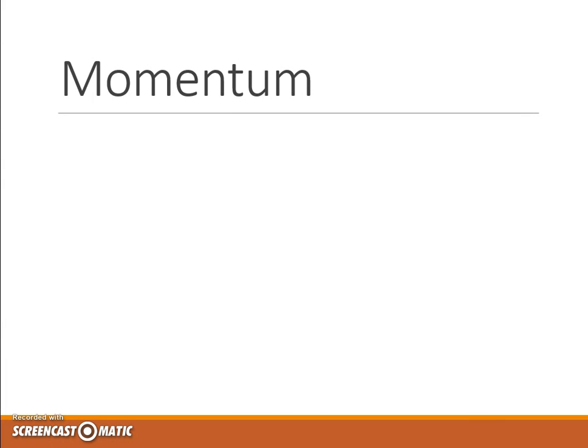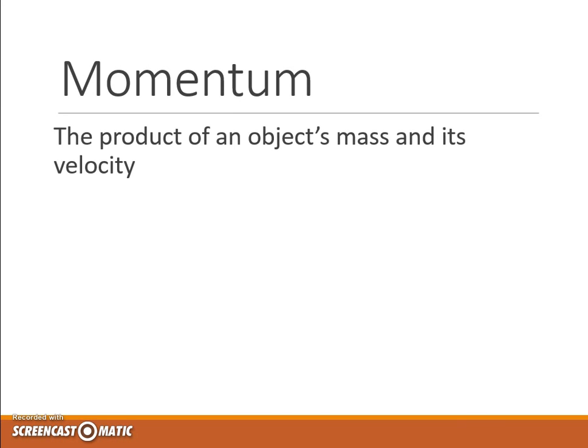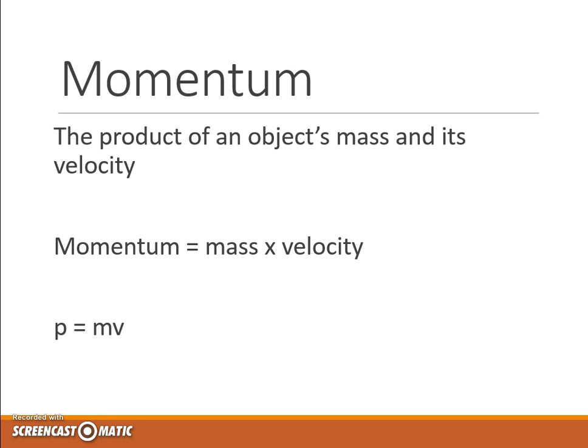Now momentum, we're just going to talk about momentum briefly. It's the product of an object's mass and its velocity. So momentum equals mass times velocity. So P, we've already used M, so P represents momentum in this case, equals mv. And we'll do some practice problems with momentum.